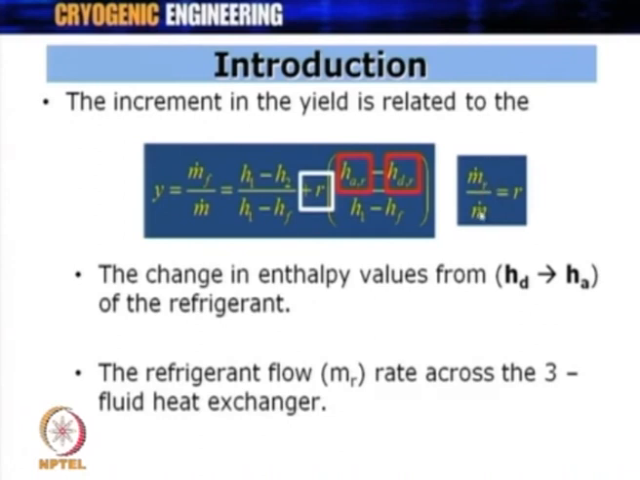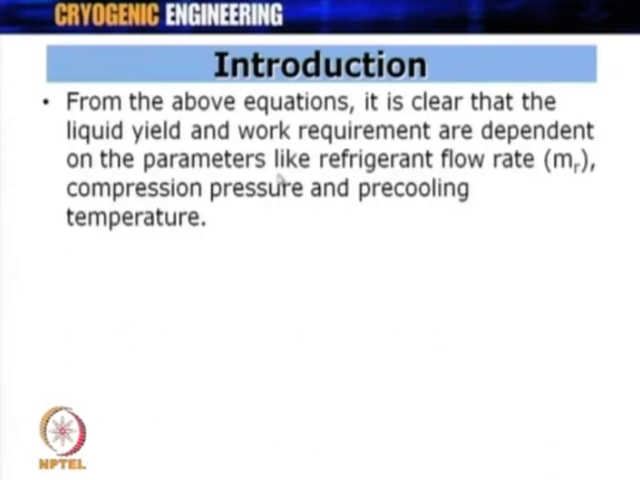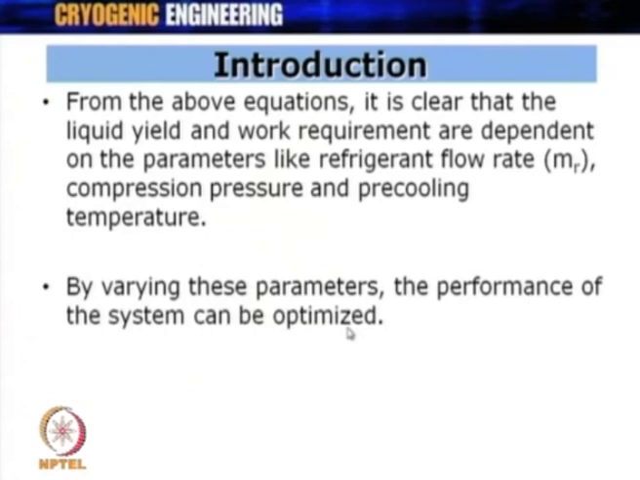So, m dot R upon m dot, because m dot remains the same, and if we are going to change the value of m dot R, because of which the R changes. So, R and the enthalpy difference across the heat exchanger will decide how much increment will occur when we go from a simple system to a pre-cooled system. From the above equations, it is clear that the liquid yield and the work requirement are dependent on the parameters like refrigerant flow rate m dot R, compression pressure and pre-cooling temperature. By varying these parameters, the performance of the system can be optimized.